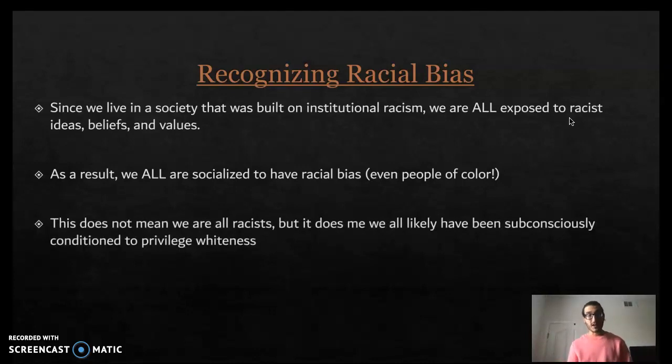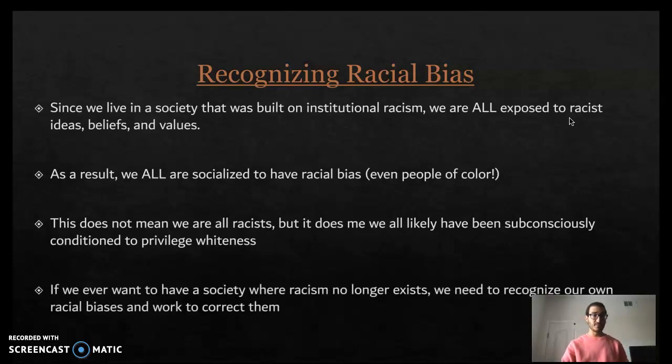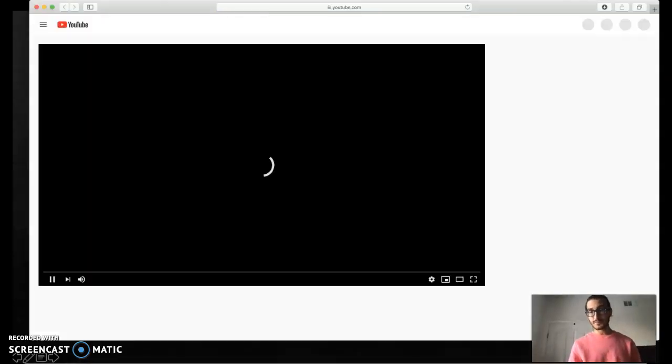This does not mean that we are all racist, but it does mean that we have all been subconsciously conditioned to privilege whiteness, to prefer whiteness over any sort of minority racial categorization. And if we ever want to have a society where racism no longer exists, if we can ever dream of getting to that kind of utopian society, we need to recognize our own racial biases, and we need to actively work to correct them. So here's one more video that gives us some suggestions for how we can recognize racial bias we have in our own lives.